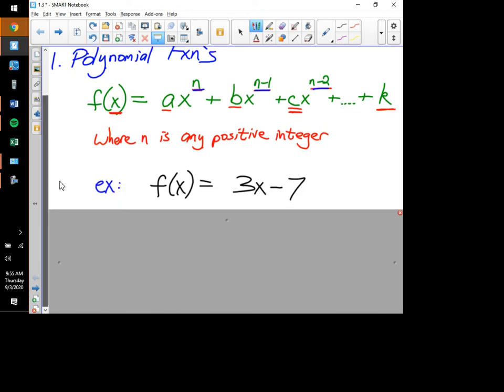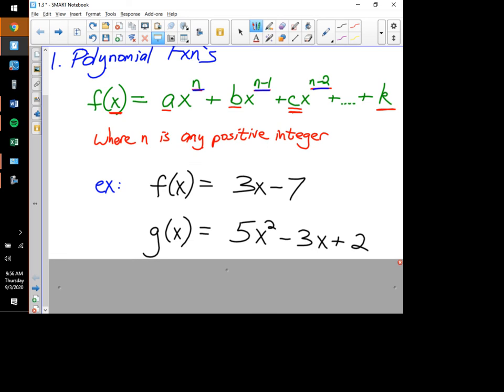So examples of polynomial functions, as I said, a lot of things you've been dealing with since pre-algebra. So right here, f of x is equal to 3x minus 7 is really about the simplest type of polynomial function we can get, that of course being a linear function. Linear functions are any polynomial with a degree of 1. Moving on just a little bit beyond that, we have quadratic functions, polynomials with a degree of 2. So g of x is equal to 5x squared minus 3x plus 2.